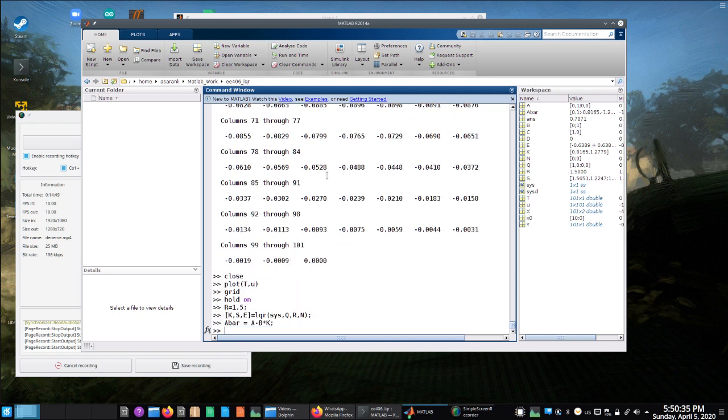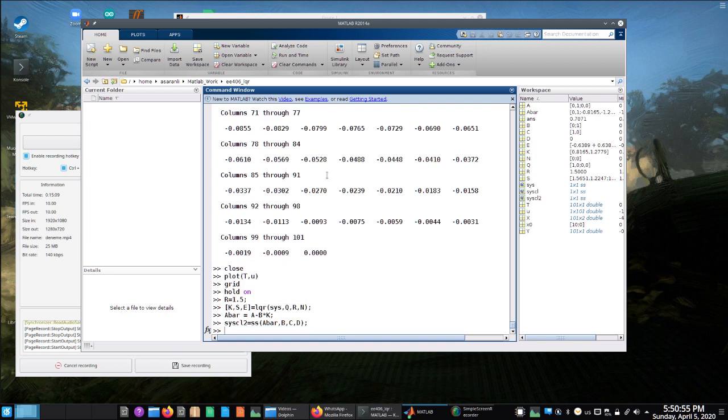And let's design our system again. So we had sys closed loop 2. Okay, we had the first closed loop system. Now I'm designing the second one. So this is going to be sys closed loop 2, ss(A bar, B, C, D). Okay, so that's our new system.